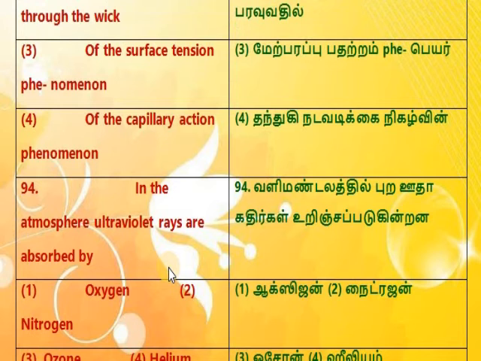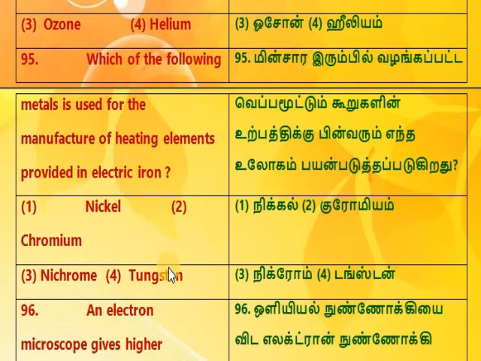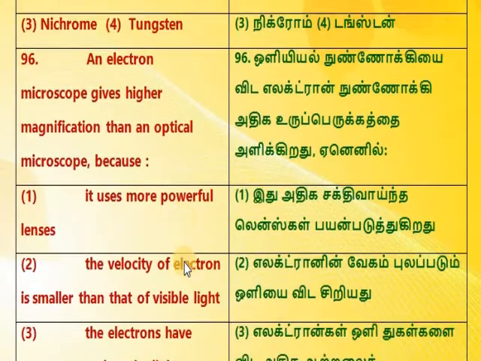94. In the atmosphere, ultraviolet rays are absorbed by 1. Oxygen, 2. Nitrogen, 3. Ozone, 4. Helium. 95. Which of the following metals is used for the manufacture of heating elements provided in electric iron? 1. Nickel, 2. Chromium, 3. Nichrome, 4. Tungsten.